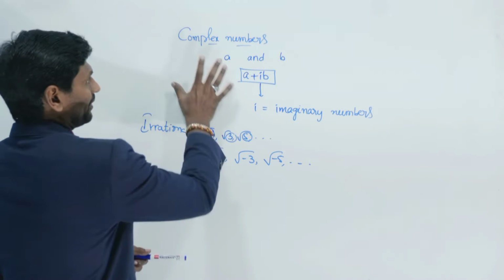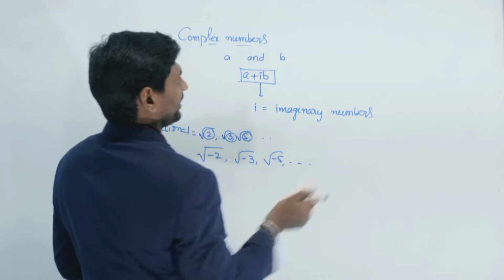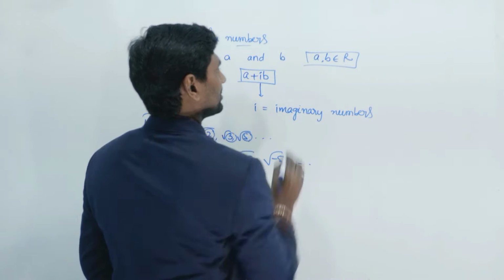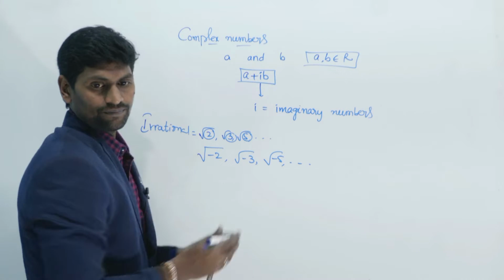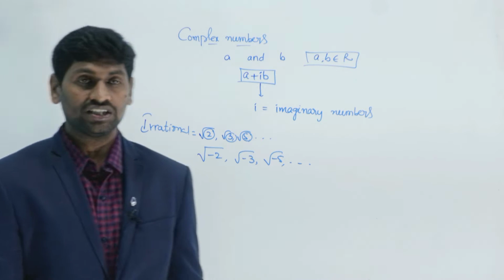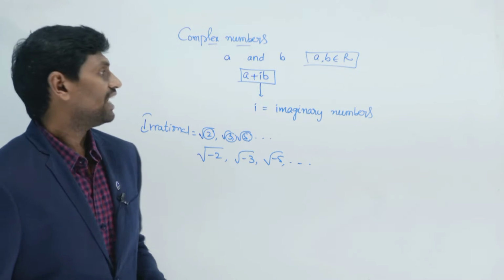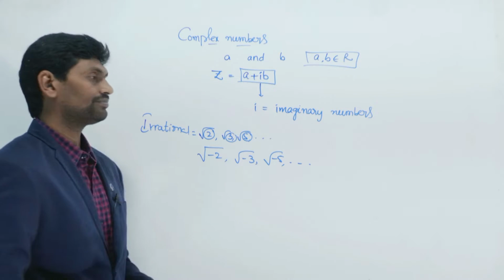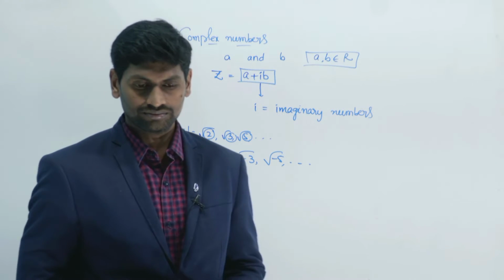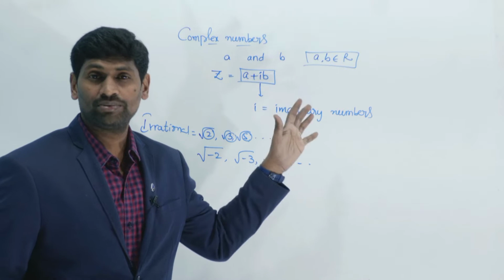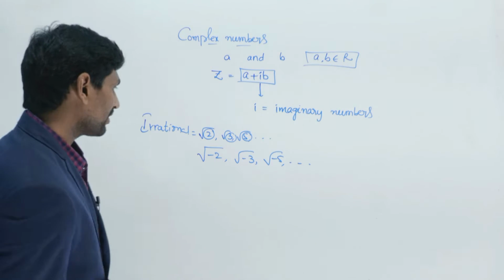Now the complex numbers are nothing but, if A and B are any two real numbers, the numbers of the form A plus iB are called complex numbers, and the complex numbers are represented with the letter Z.